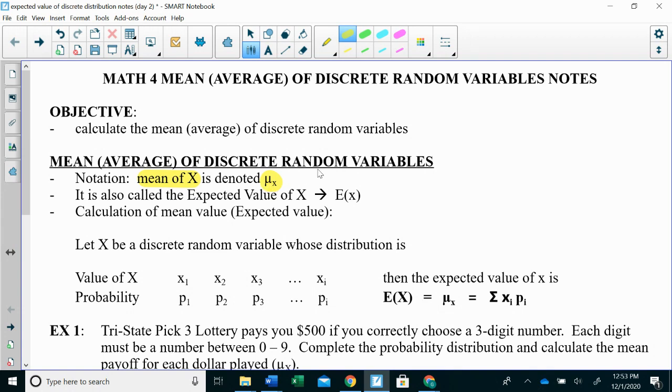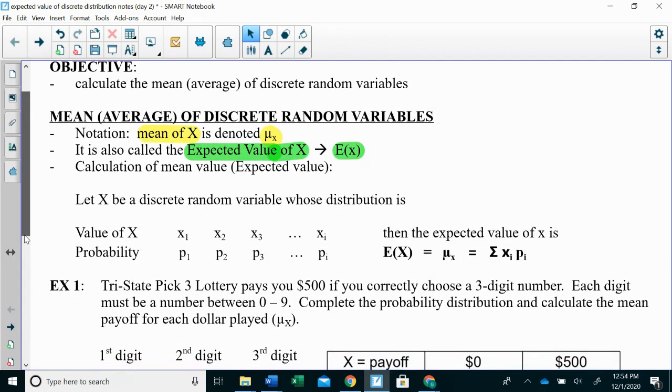A second way that the mean or average of discrete random variables can be recognized is by calling it the expected value. And then lastly, expected value of X, of whatever the random variable is. And then finally, a fourth notation is it could be E parentheses X, E of X, expected value of X. So all four of those notations mean the exact same thing. So it's important that you connect all four of those together.